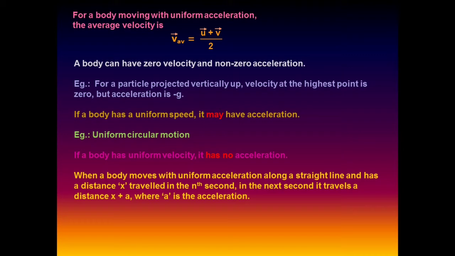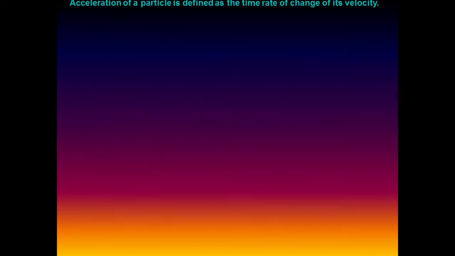When a body moves with uniform acceleration along a straight line and travels a distance x in the nth second, in the next second it travels a distance x plus a, where a is nothing but the acceleration. Understand? The acceleration of free fall in vacuum is uniform and is called acceleration due to gravity, and it is equal to 980 centimeter per second square, or 9.8 meter per second square, or meter second to the power minus 2, right?